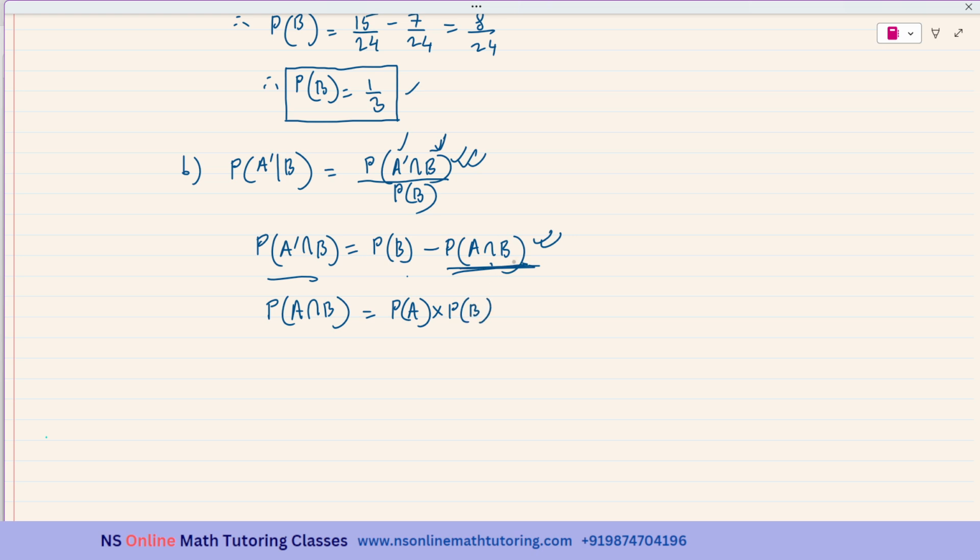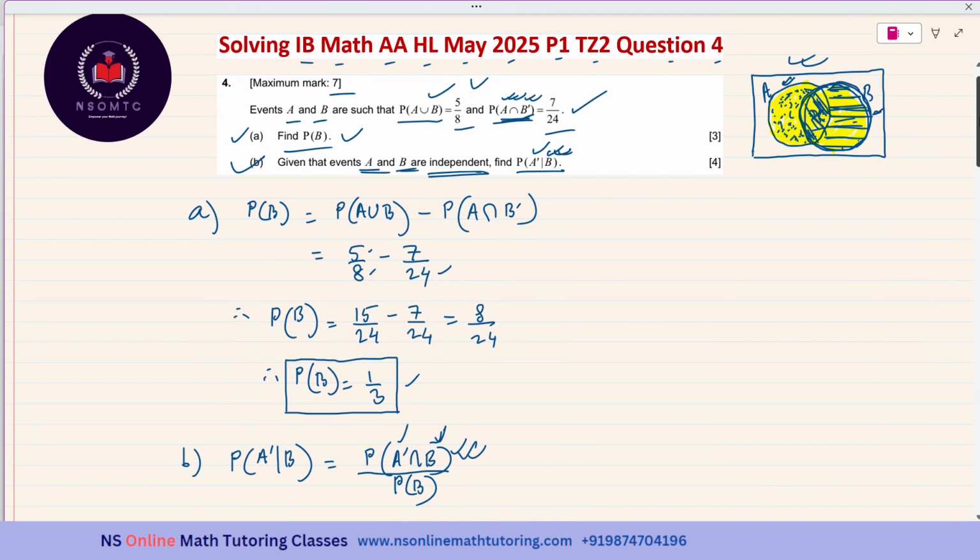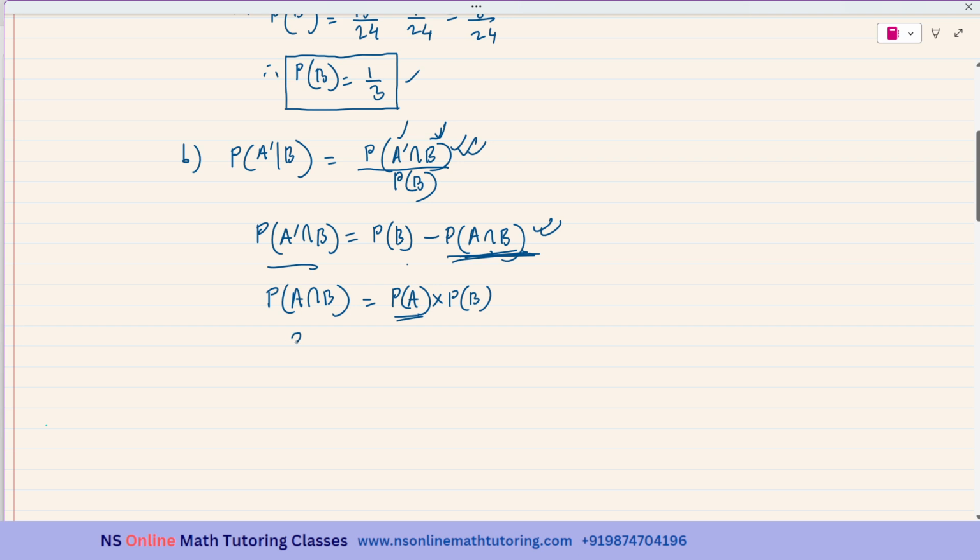Okay, because first of all, we have to find P of A intersection B. So I am having this relation. You may try to find the value of P of A. You can find it. Or else what you can do is, I can write P of A intersection B. I have taken this as X. Okay, so I am writing this as X.